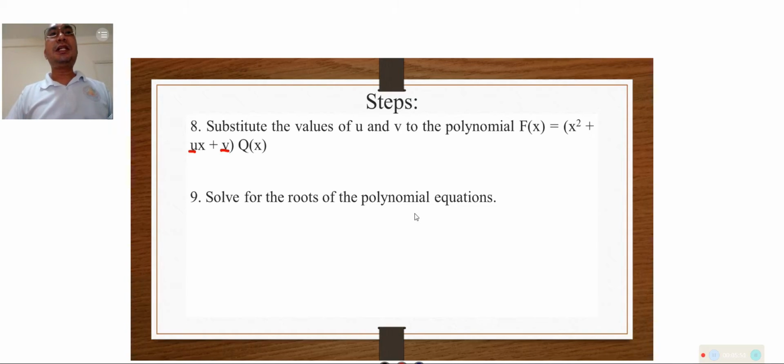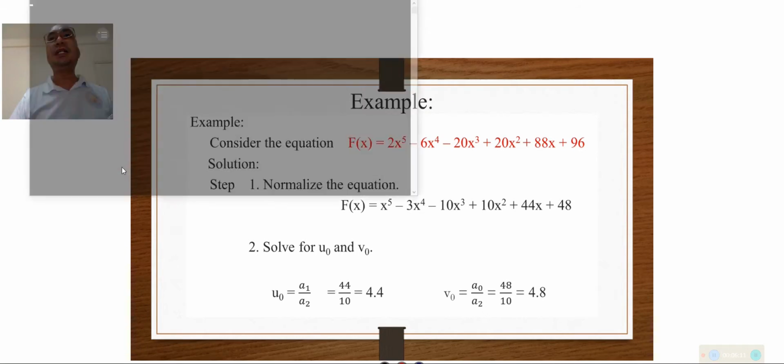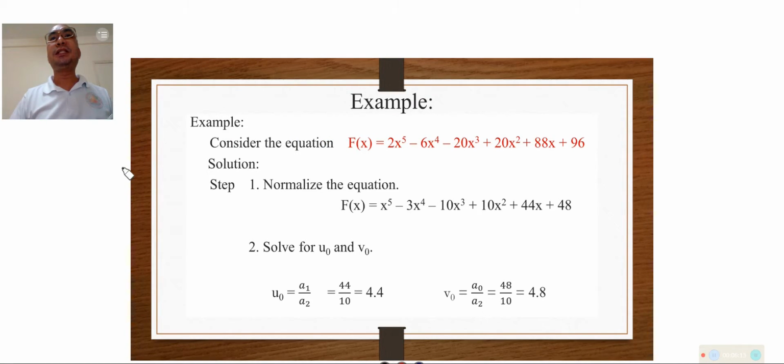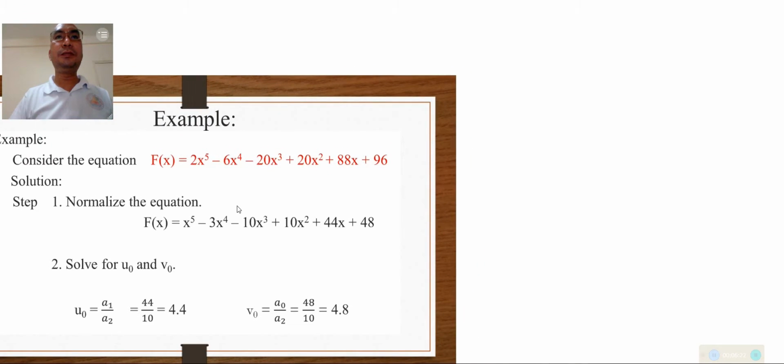So to fully understand Bairstow's method, let us have this example. Consider the function f of x equals 2x to the 5th minus 6x to the 4th minus 20x cubed plus 20x squared plus 88x plus 96. So let me place the slides here.